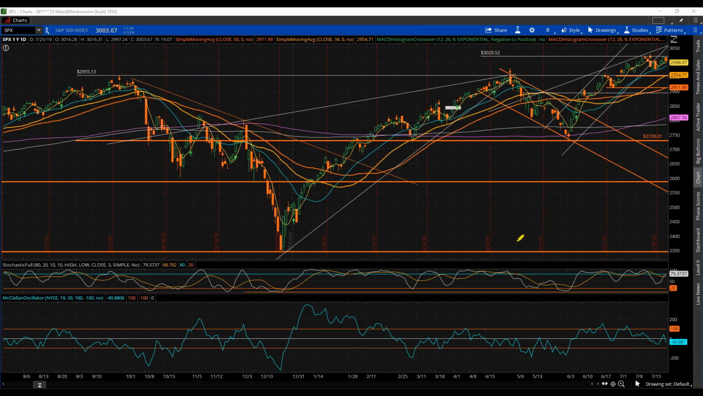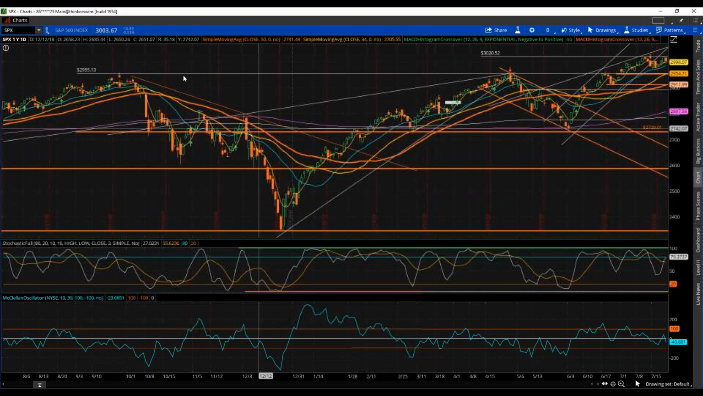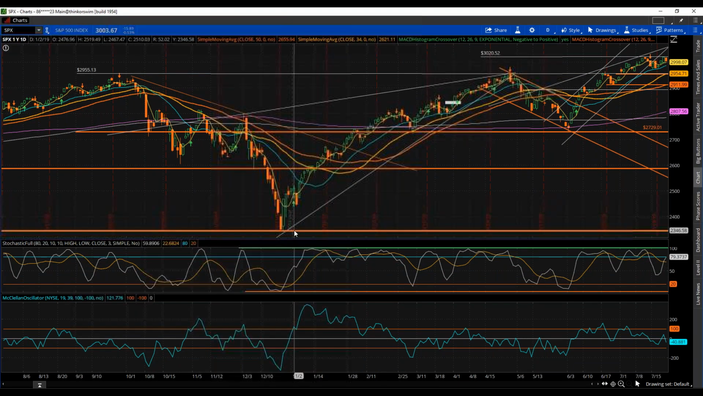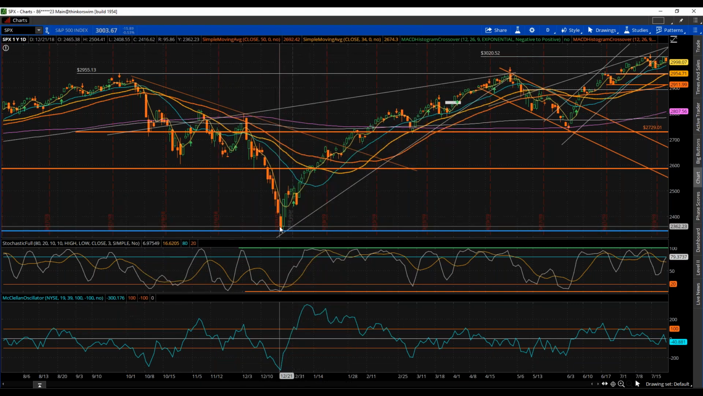So I'll give you an example. Here's a picture of the market from the previous highs, which was back in October of last year, October 2018. Yes, October 2018. This was your climactic bottom on Christmas Eve, right there.